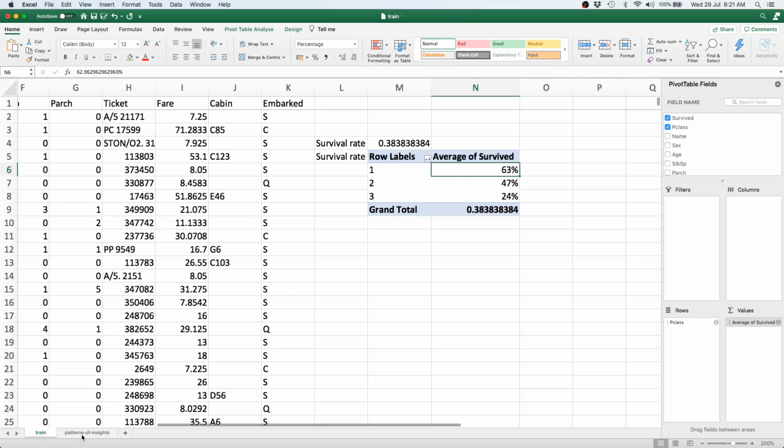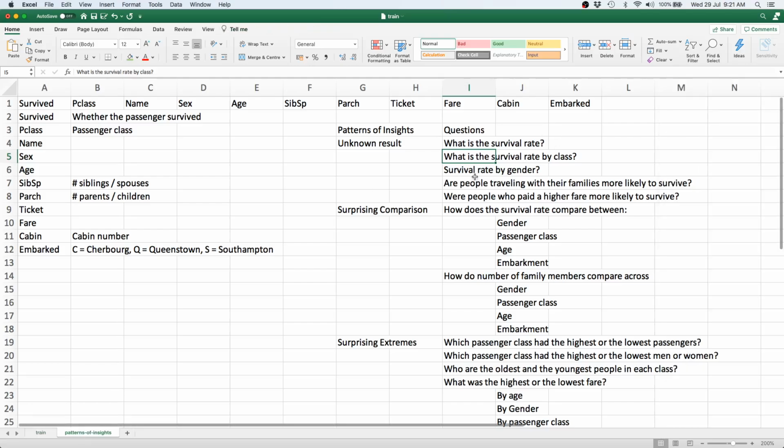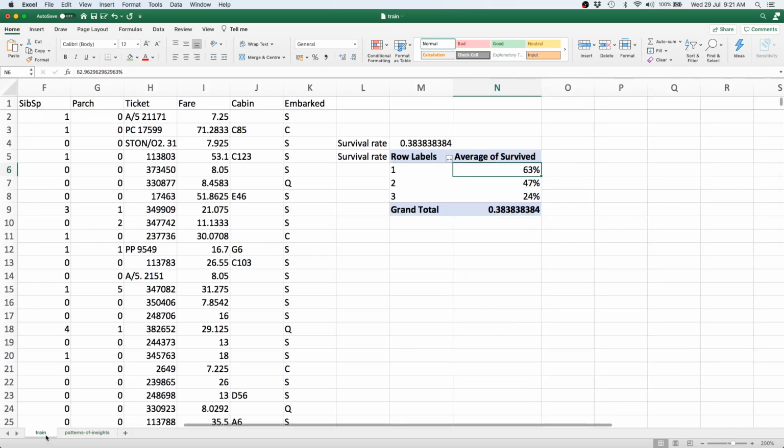Let's take a look at the next question. The next question is, what is the survival rate by gender? Now the answer to this is not something that should surprise everyone. We clearly know for a fact that women would have a higher survival rate, but that is also something that we know from our general knowledge. But let's see if the data actually holds up.